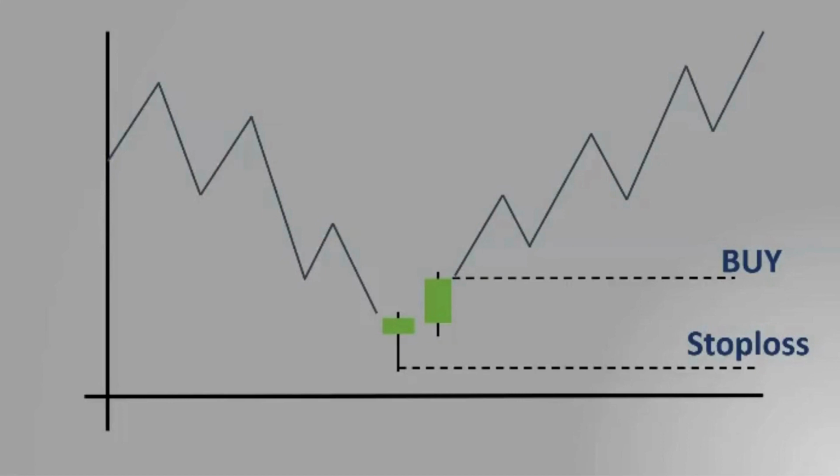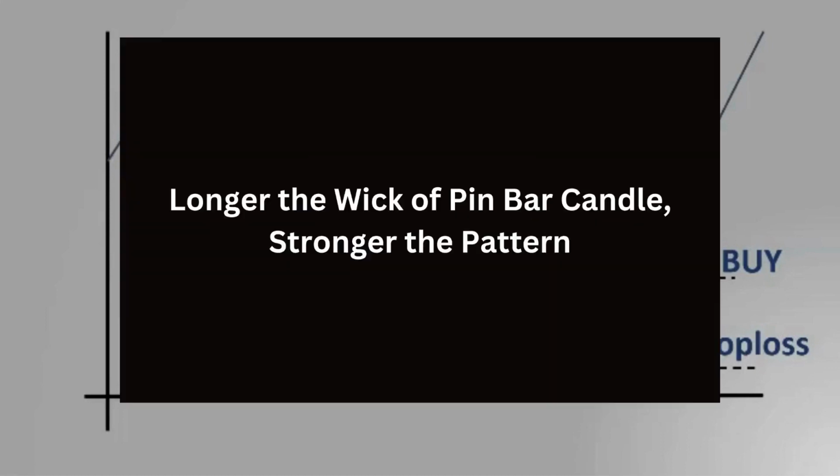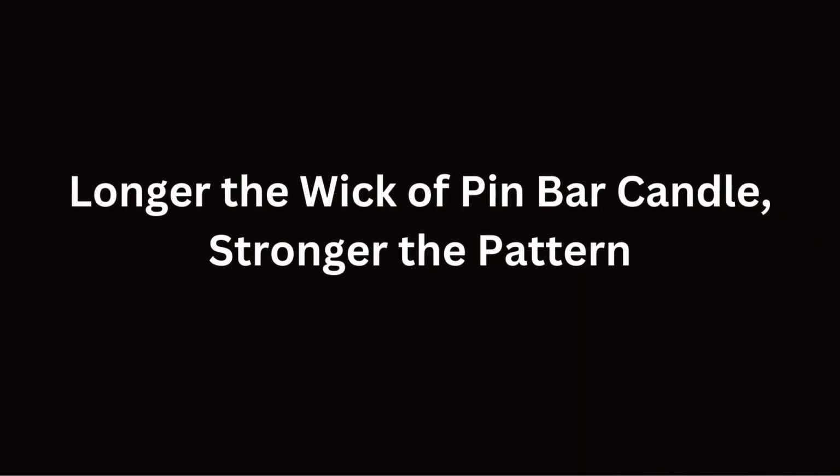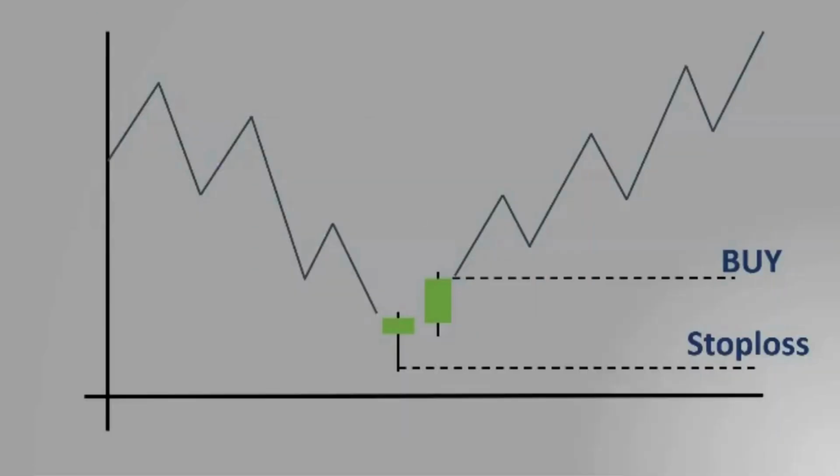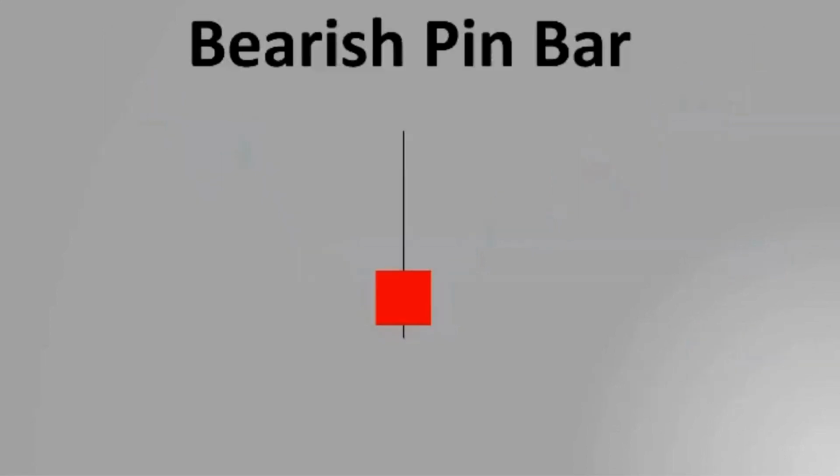Now let me give you one pro tip, a professional advice, that is, longer the wick of the pin bar candle, stronger the pattern. Just remember this, if you find a pin bar pattern with a long wick, it simply means that the pattern has good strength and potential in it. And there you get a confirmation in itself for buying the stock. Okay, now let's look at the bearish pin bar pattern.